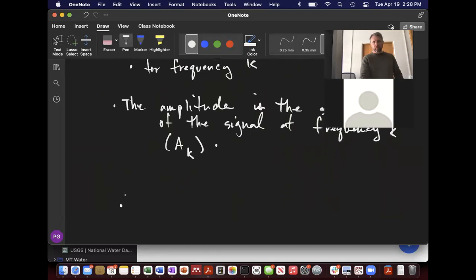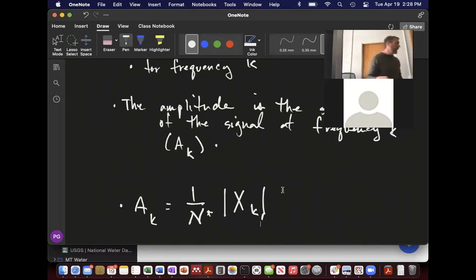All right, and so the equation to calculate the amplitude: A sub k is equal to 1 over N, we're going to put a star here, times the absolute value of X sub k. All right, so X sub k, we're doing this in the complex plane. There was that e to the minus i thing. So now X has real and imaginary parts.